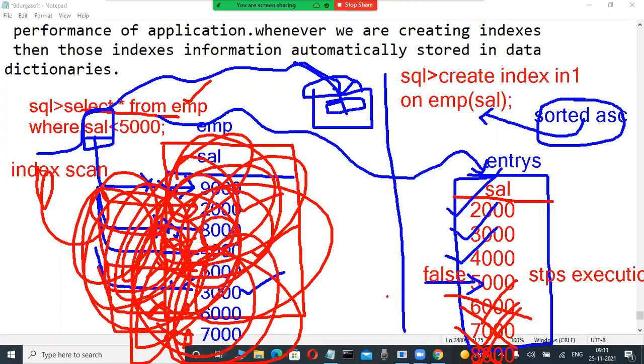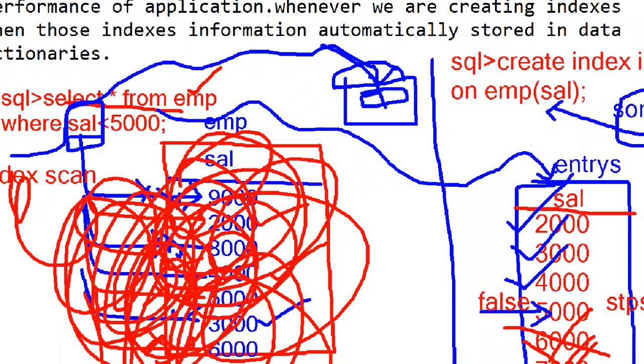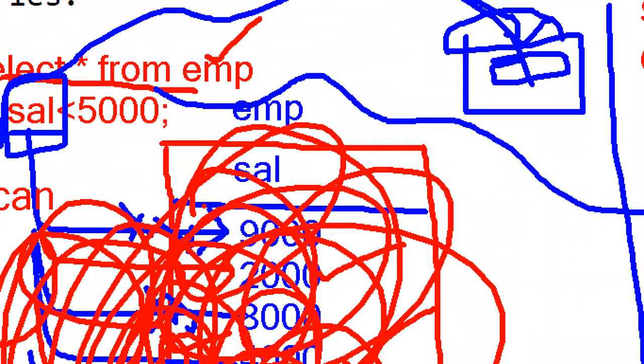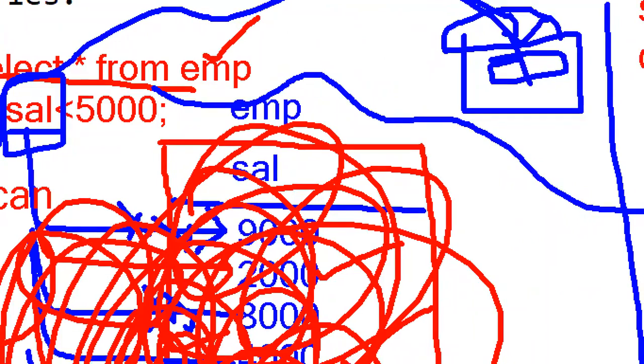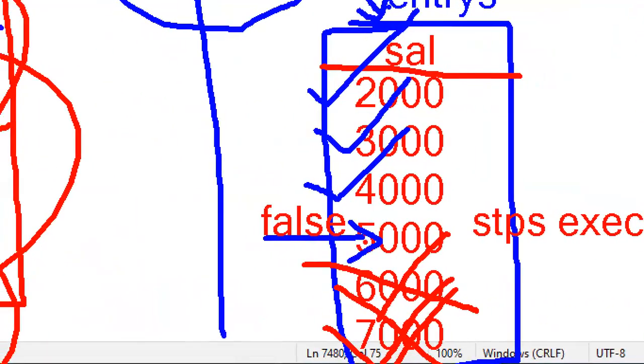That's why the data is retrieved very fast compared to a full scan. A full scan means all the records are searched, millions of records. But here it searches only until the condition is false. The remaining values are never searched in the table. Even if millions of records are available, the condition stops the execution process, it exits, and the data is retrieved very fast.